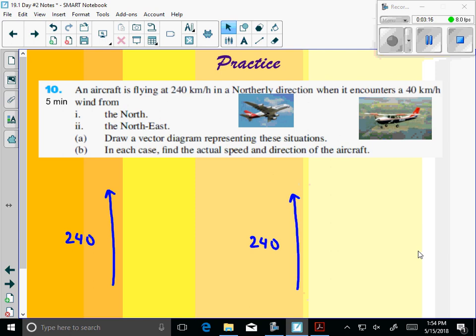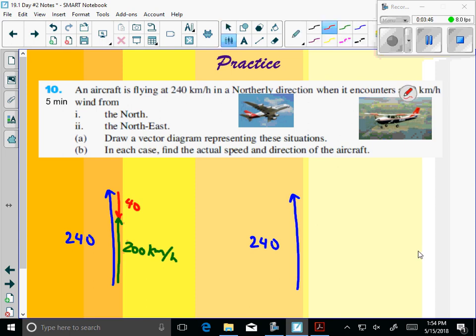If it encounters a 40-kilometer-per-hour wind that's coming from the north, our resultant vector would be that one, right? Tail of the first, head of the second. What would be the resultant magnitude? Yeah, 200 kilometers per hour. Okay, so that was convenient.